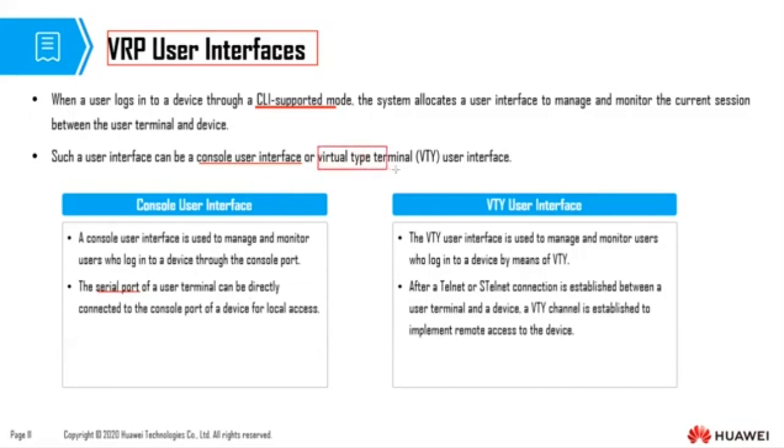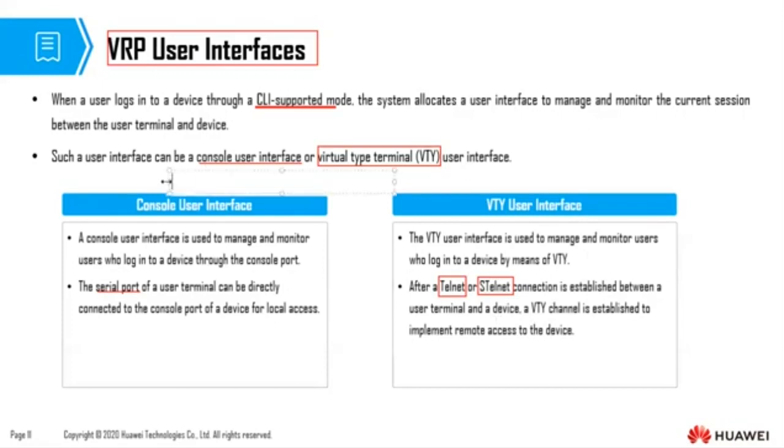The other type of interface that you can get is what we call the virtual type terminal, commonly referred to as VTY. The VTY interface is used to manage and monitor users who log into a device by means of VTY. So if you access the device through telnet or through a secure telnet or SSH, for example, then the interface that you're going to get is what we call VTY, or virtual type terminal.